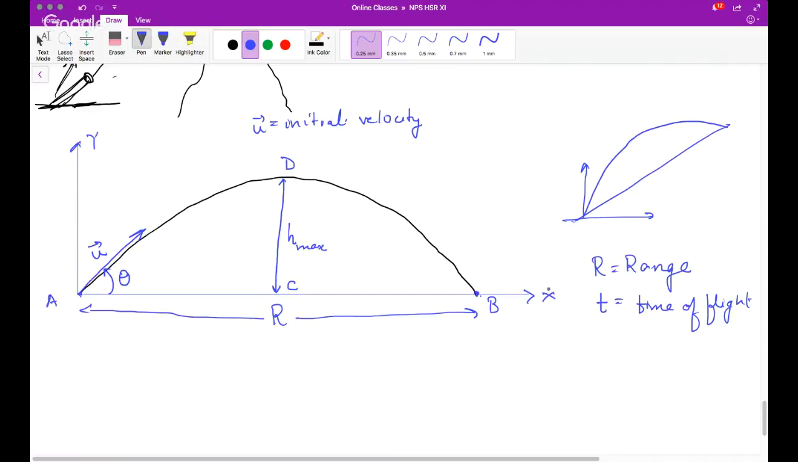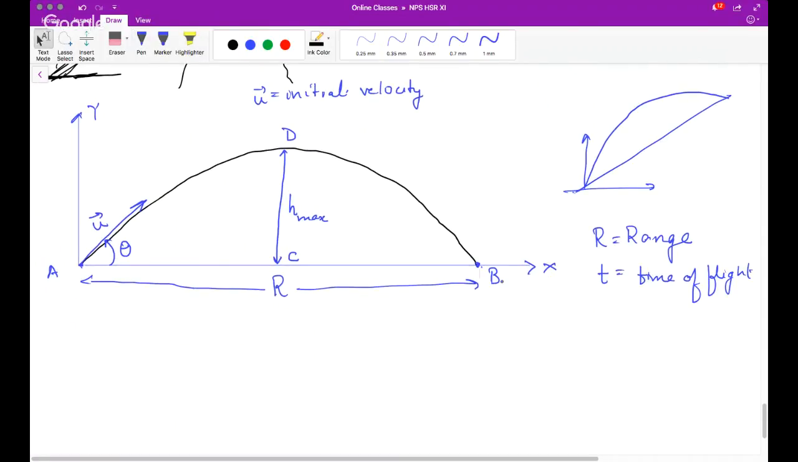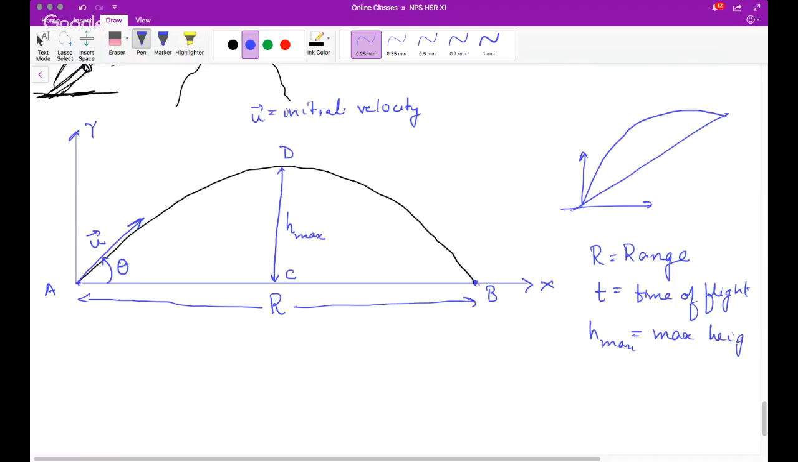Okay, now we got range, we got time, and then we'll also see H max. H max is the maximum height attained, right? So max height attained by the projectile. Let me write it a little clearly. So this is max height attained.